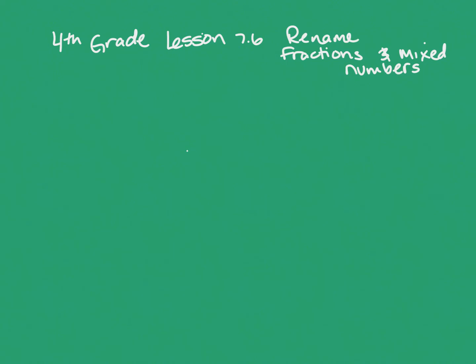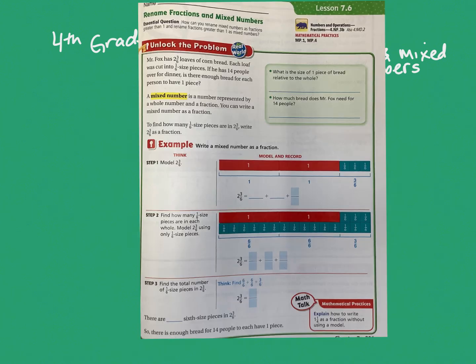Fourth grade lesson 7.6 is rename fractions and mixed numbers. The essential question is, how can you rename mixed numbers as fractions greater than 1 and rename fractions greater than 1 as mixed numbers? So sometimes we've been talking about the in-betweener fraction as between 0 and 1. Sometimes they do go over 1, and we're going to see what happens when that happens.